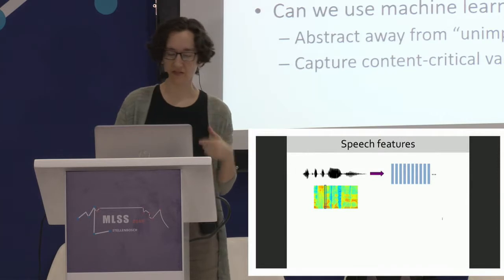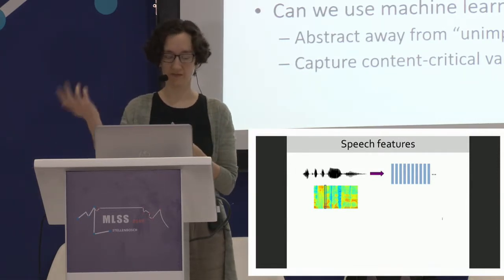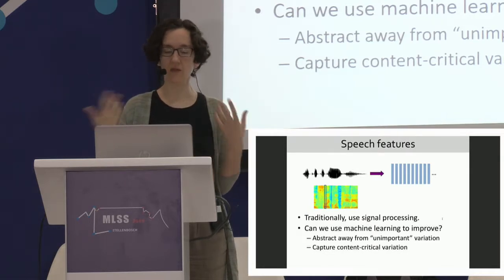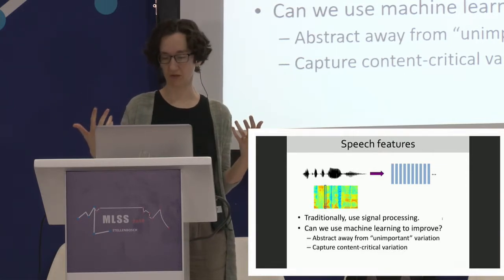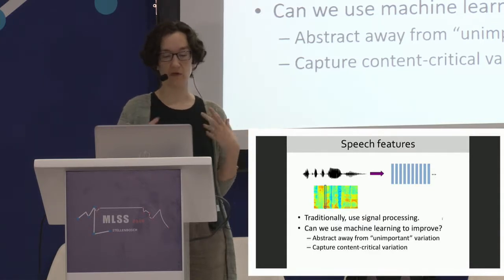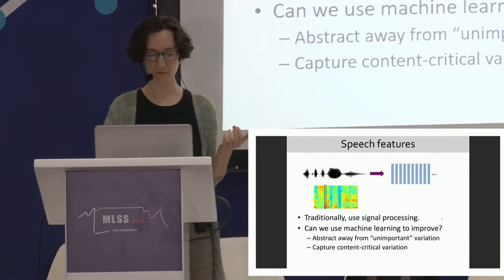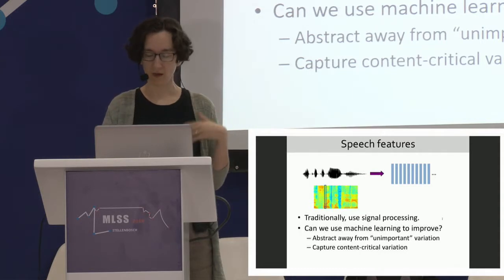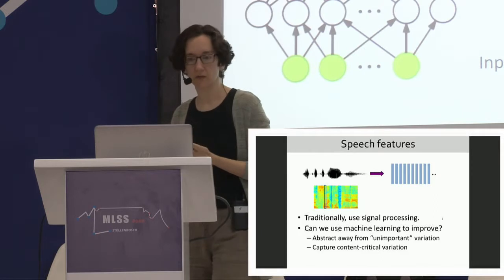Okay. So as I said, traditionally we use signal processing methods to extract these vectors and plug them into our speech recognition system or machine learning method. And what we'd like to ask here is, can we use machine learning to actually improve this and learn a better representation that can abstract away from unimportant variation but capture variation that is actually critical to the phonetic content that we care about. So if we're thinking about doing unsupervised representation learning, one of the maybe obvious things that comes to mind is to use something like an autoencoder.